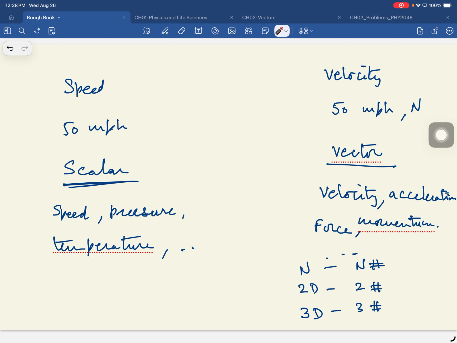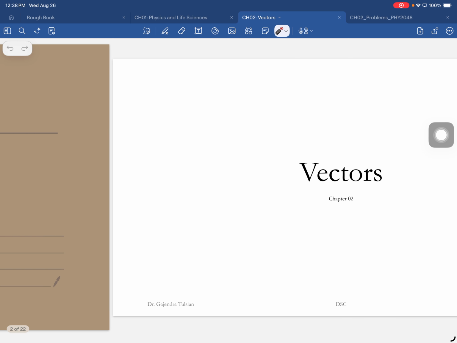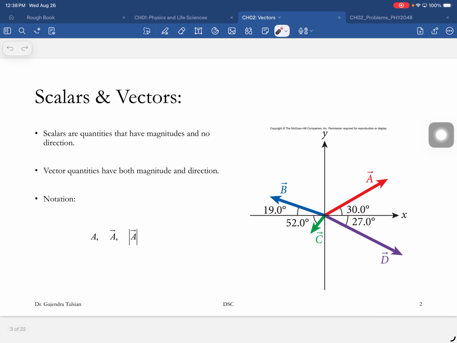So we'll learn to add, subtract, and multiply vectors. All right, so let's get on with it then. Vectors are represented by directed line segments. The length of the vector, what do you think it specifies? The magnitude. So that also specifies the magnitude. And from the direction it's pointing in, you can get the angle.